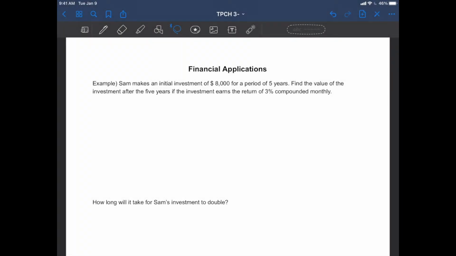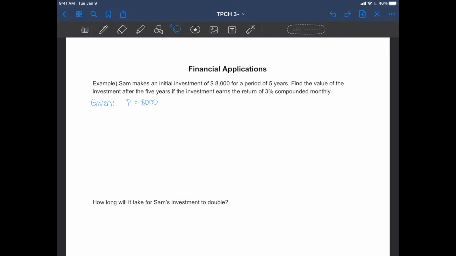All right, so let's go ahead and look at an example. It says Sam makes an initial investment of $8,000 for a period of 5 years. Find the value of the investment after the 5 years if the investment earns the return of 3% compounded monthly. So, what's given? That $8,000 is the principal. That's the initial amount that Sam is going to put into the investment. So initial is the P value here.